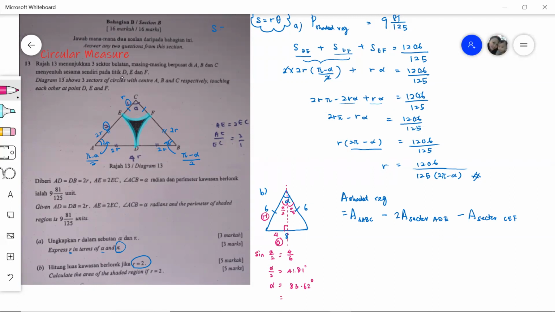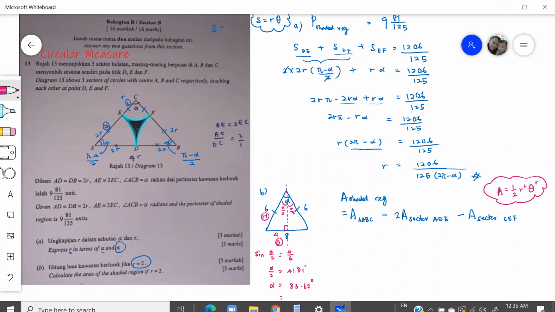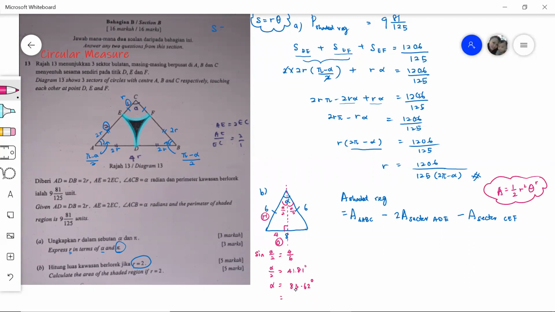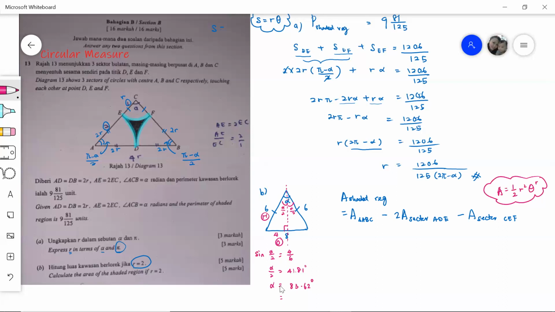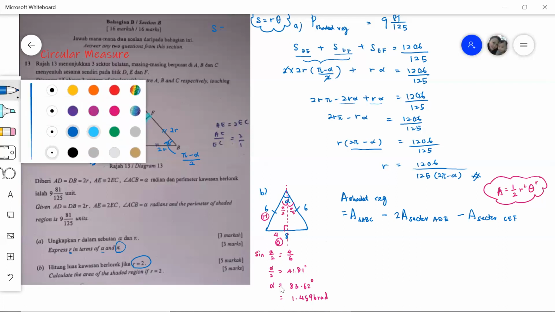All right, and we will use this anyway, because to find the area of the sector, we need to use half r squared theta. The theta must be in radians. So this is the formula. Therefore, we have to change the alpha into radians. So how do we change? We divide by 180 times pi. So we will have 1.4596 radians.